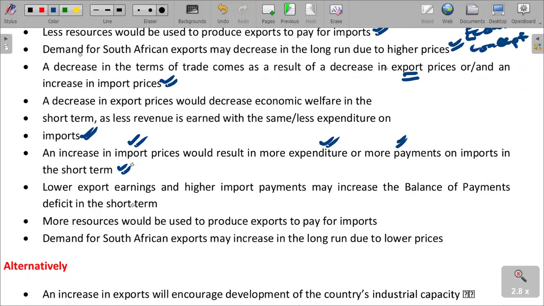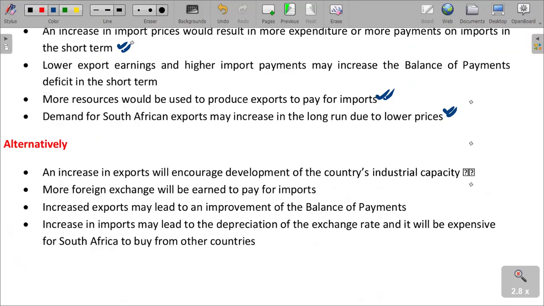So basically, this is what we have discussed already in its simplest terms. More resources will be used to produce exports to pay for imports. And then demand for South African exports may increase in the long run due to lower prices. We have an alternative also, which is that an increase in exports will encourage development of a country's industrial capacity. So we also want to know that more foreign exchange will be earned to pay for imports.